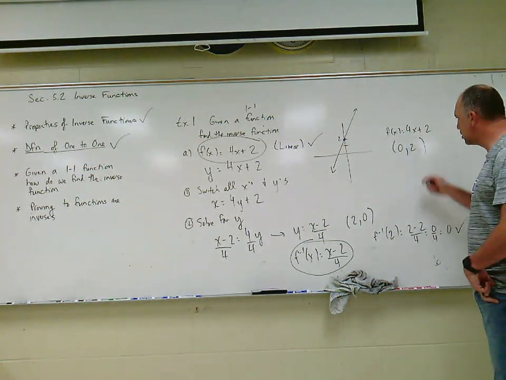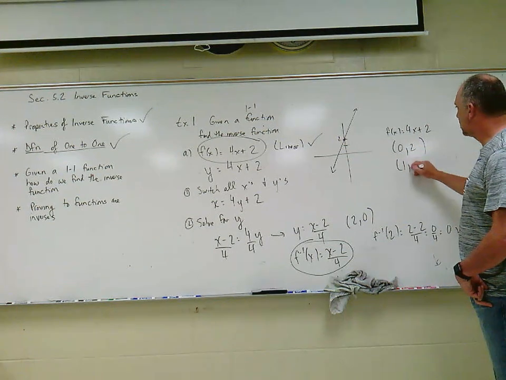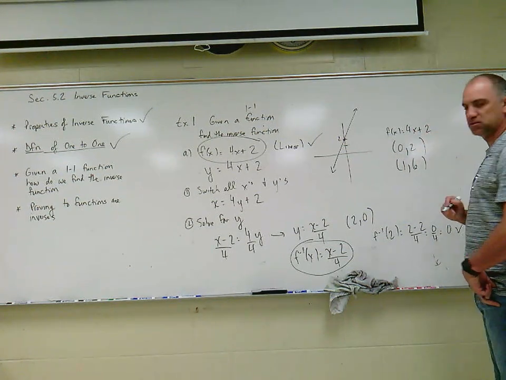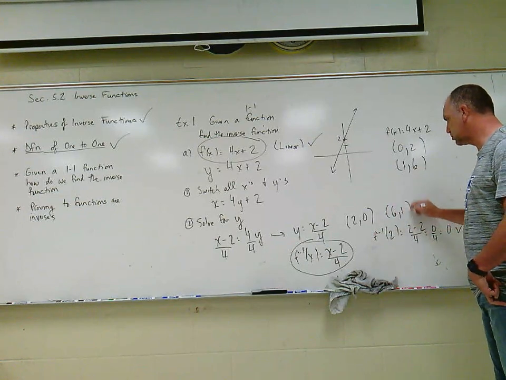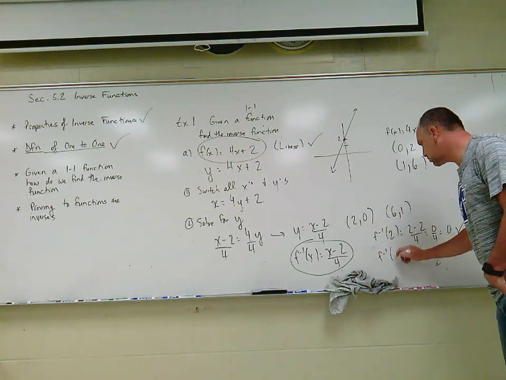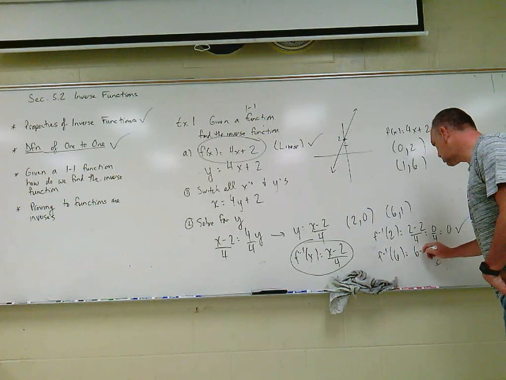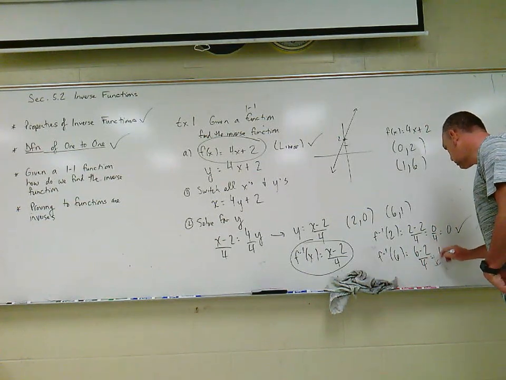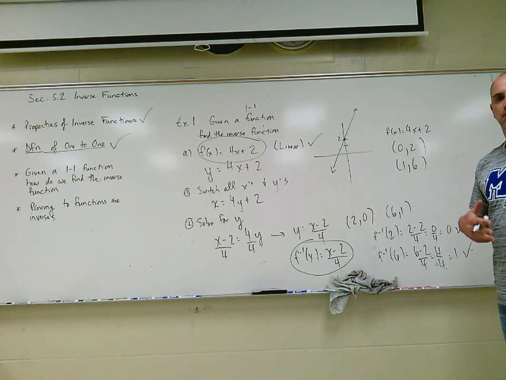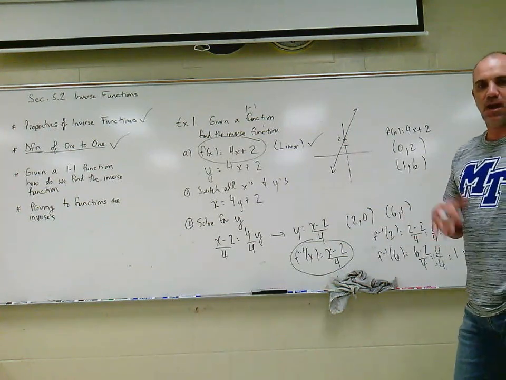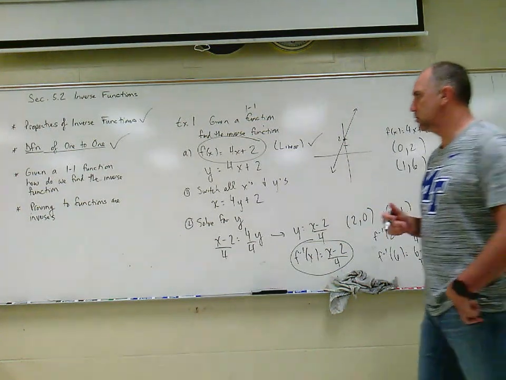All right, just to do another one. If I plug in a 1 here, we get 6, so (1, 6). That means the inverse has to have the point (6, 1). So let's see. f inverse of 6: 6 minus 2 over 4 is 4 over 4, which is 1. Check. So there are inverses, okay? And that's the process for if you're given a function, how do you find the inverse? That's how you do it, okay?